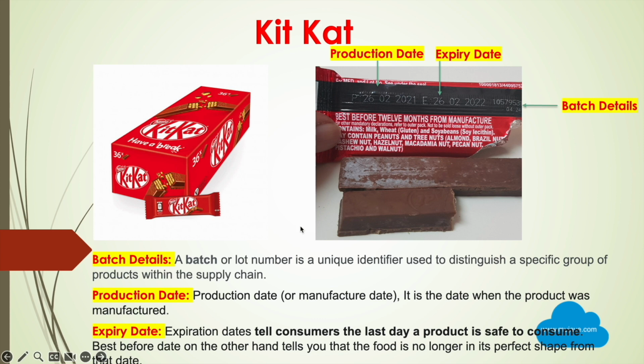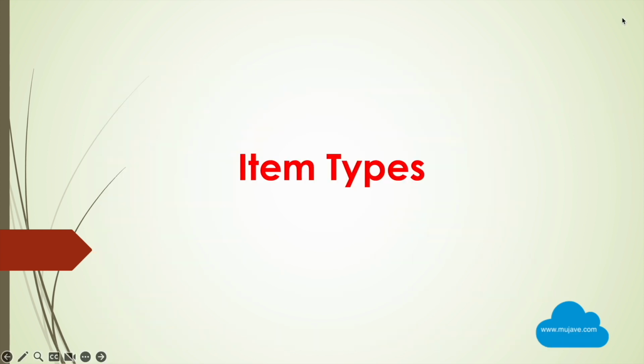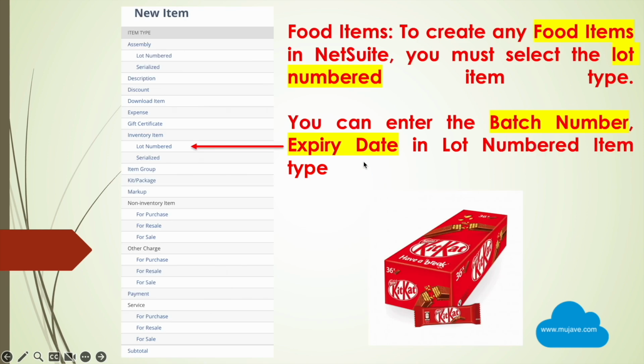These batch details are used to track the products after the distribution. If there is any defect, we can get it back from the customer with the help of these batch details. And item templates. To create any food items in NetSuite, you must select the lot numbered item type. You can enter the batch number and expiry date in the lot numbered item type. Nowadays, batch numbers and lot numbers are used interchangeably, even though they have some slight difference.